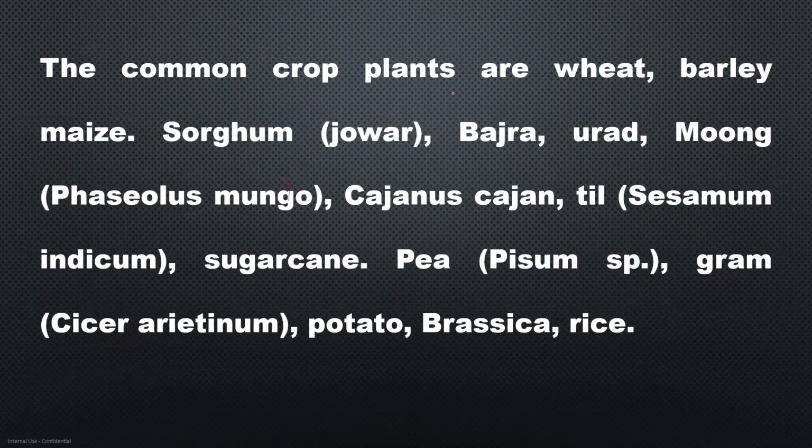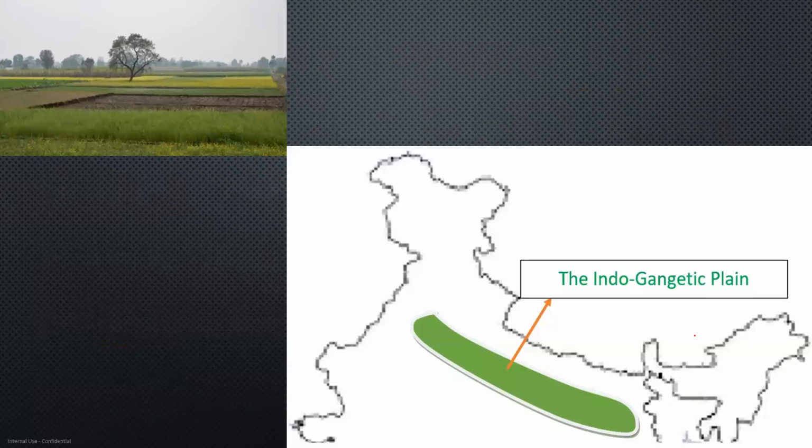The common crop plants are wheat, barley, maize, sorghum, bajra, urad, moong. Moong means Phaseolus mungo, Cajanus cajan, sesame, Saccharum, Pisum, gram, potato, Brassica, rice, etc. Many are there. This patch is the Gangetic plain, Indo-Gangetic plain.